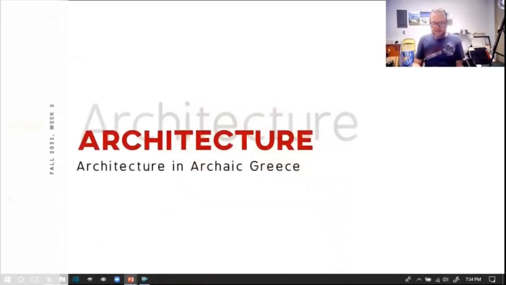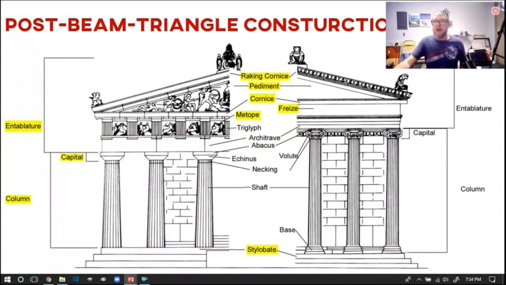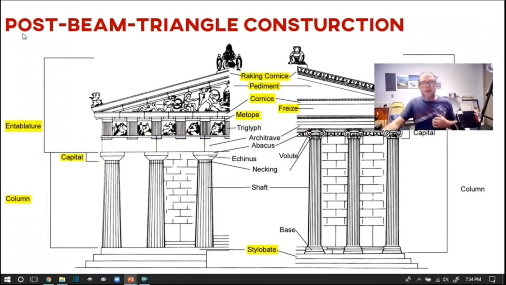Then architecture. Architecture at this time, in ancient Greece in particular, and I wonder if I can move my video. I can't move my video. The pinnacle of Greek architecture appears in their temples. And when we look at their temples, we see what is referred to as post-beam triangle construction.